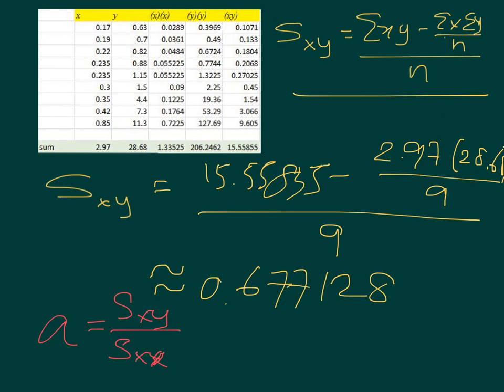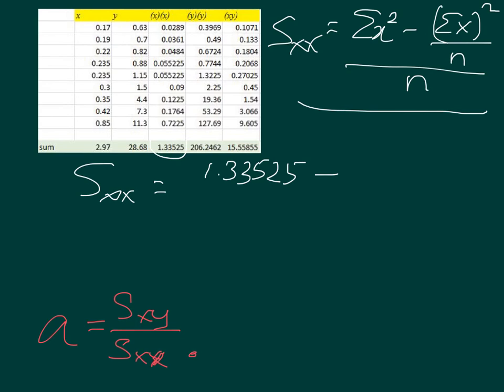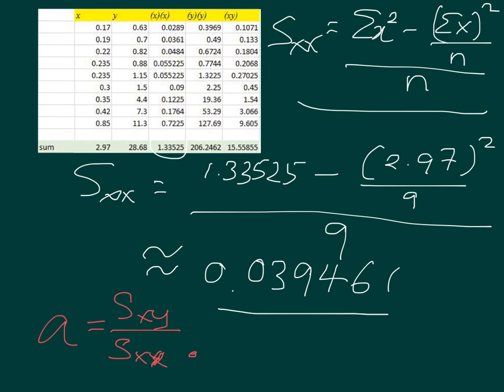In order to find the slope, now we have the covariance. The next thing that we need to do is to find the variance of x. The variance of x is given by this particular formula up here. So the variance of x in this case has to be sum of x squared, which is over here, 1.33525, minus sum of x, which is 2.97, quantity squared, divided by 9, and the whole numerator now is divided by 9. And this value worked out to be approximately 0.039461 to 6 decimal place.